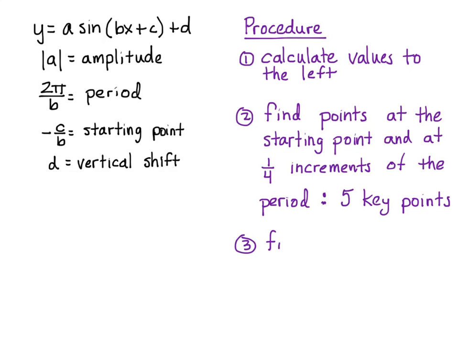And then we can find the y values by taking those key points, the 0, 1, 0, -1, and 0. We multiply them by our amplitude and add d to them, so we get the y values that we're supposed to plot. And then once we have those 5 points, we can eyeball the curve through there.